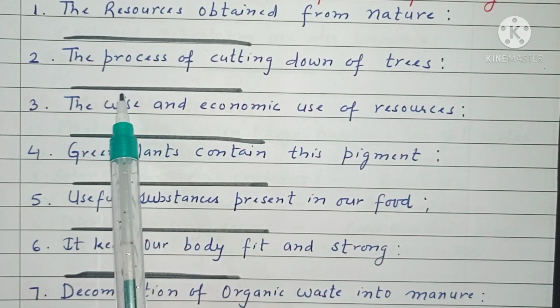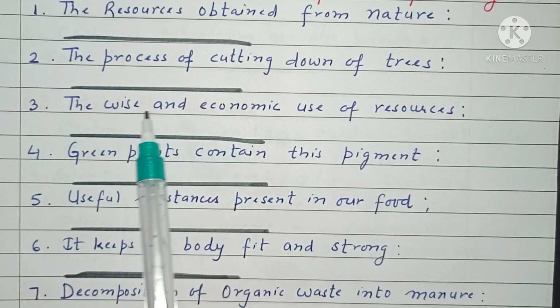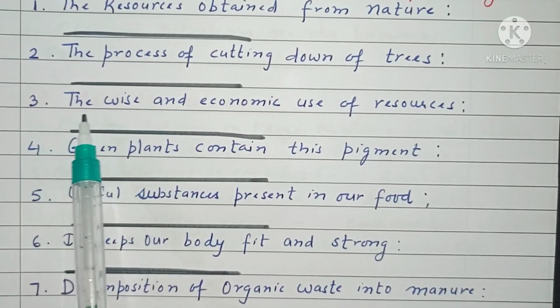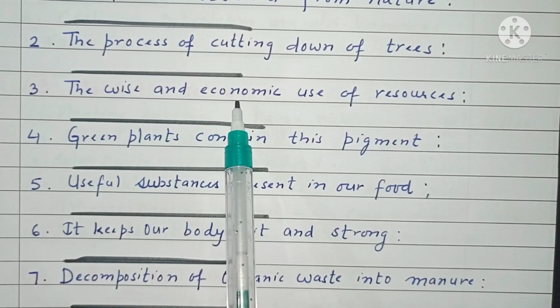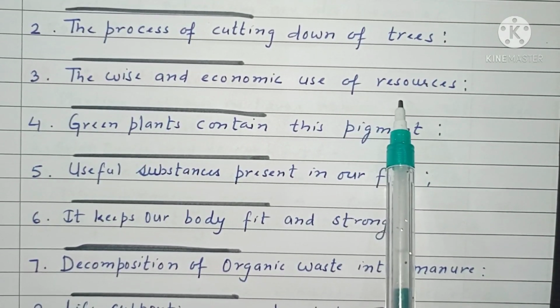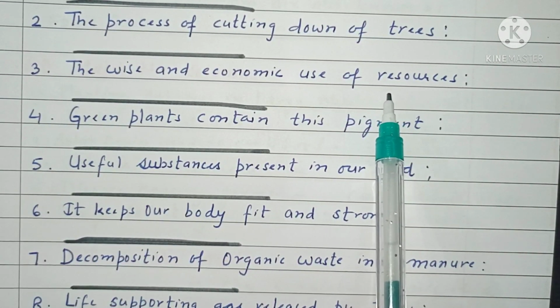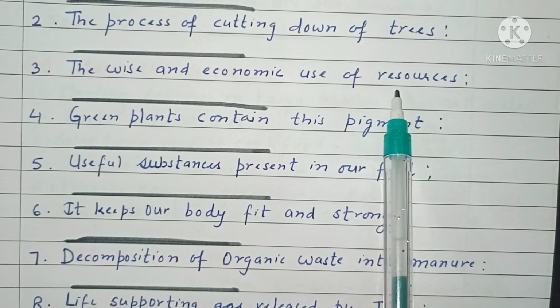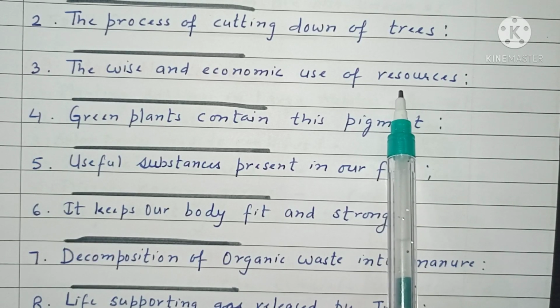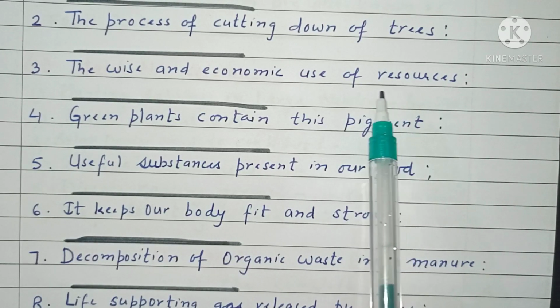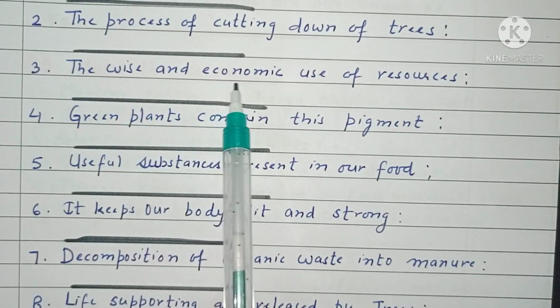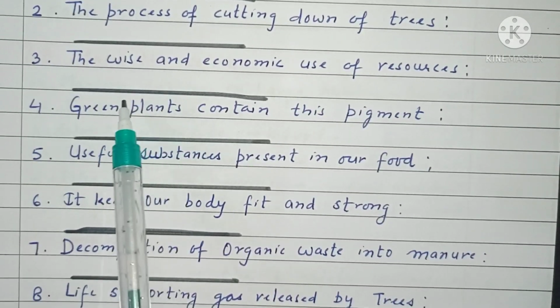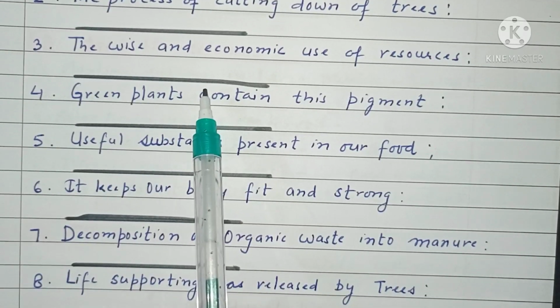It is deforestation. Number 3, the wise and economic use of resources. The use of resources of all types, whether they are renewable or non-renewable. So, their wise and economic use is termed as conservation.